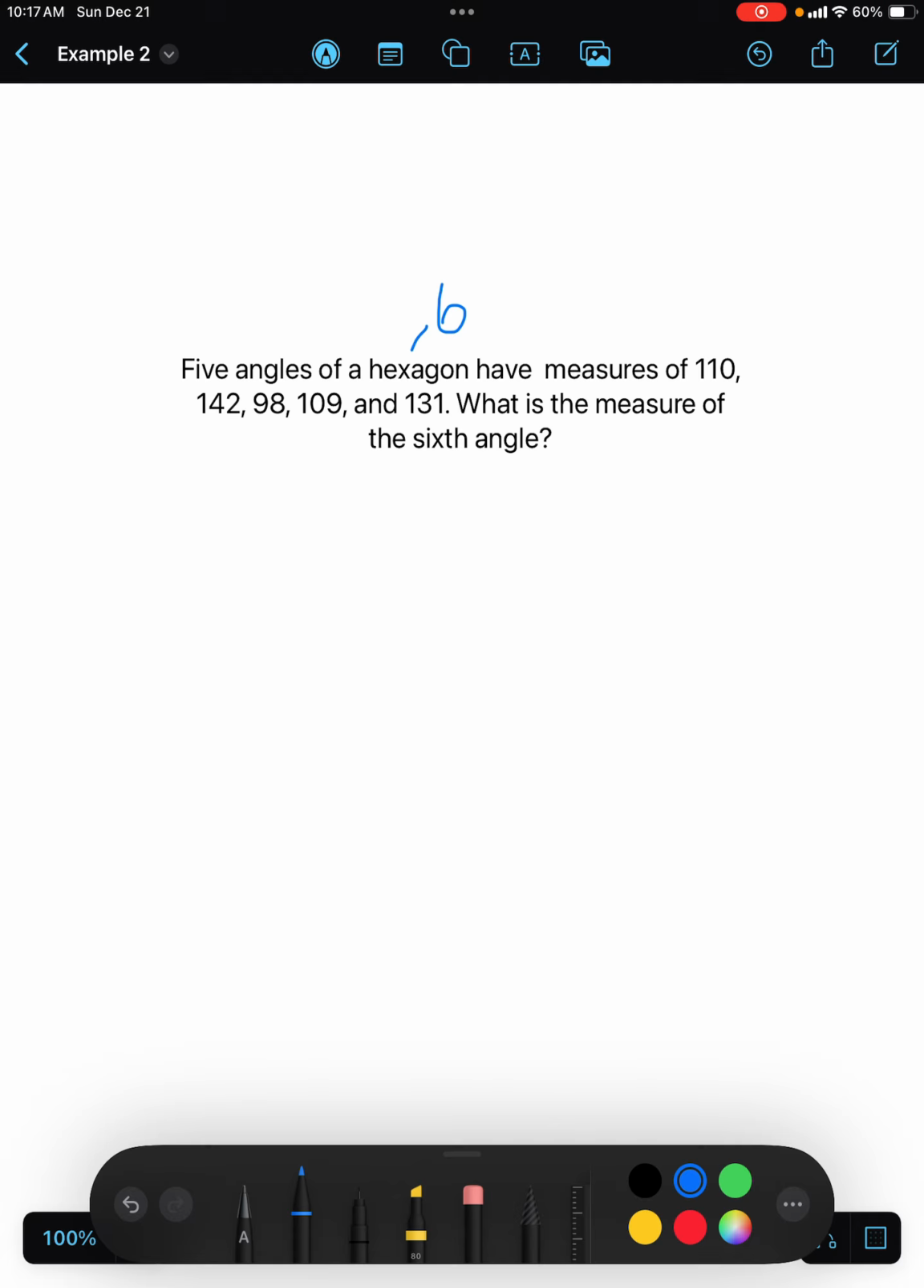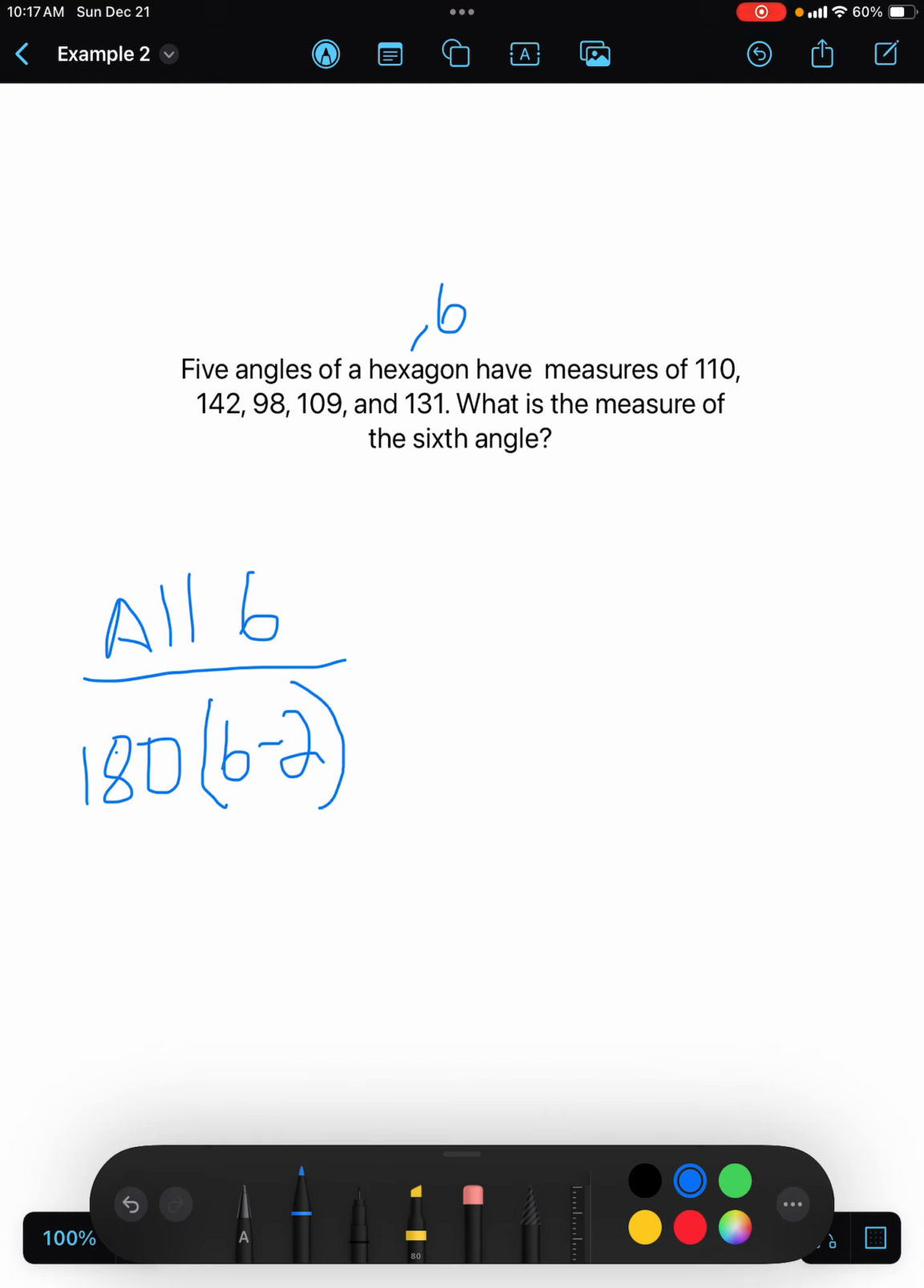and we're asked to find the measure of the 6th angle. So the strategy here is we can't use the 180 times n minus 2 over n formula because that's only for regular polygons, and clearly this is not a regular polygon. But we can use the sum formula. So I'm just going to label this as all 6. We can find the sum of all 6 angles in a hexagon by doing 180 times 6 minus 2. 180 times 4, excuse me, is going to give me 720 degrees.